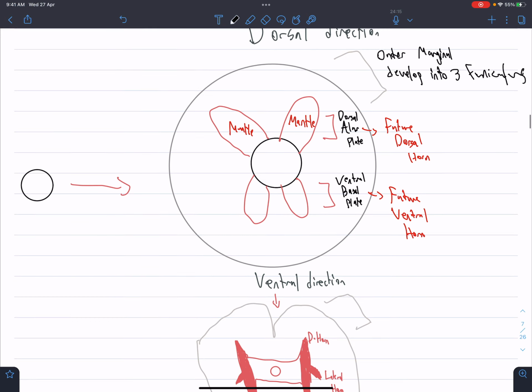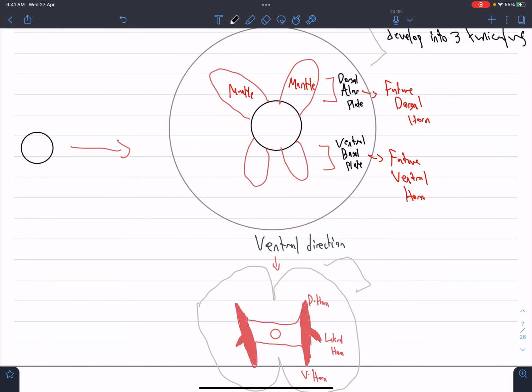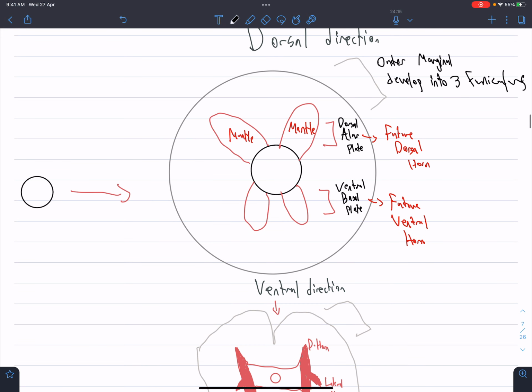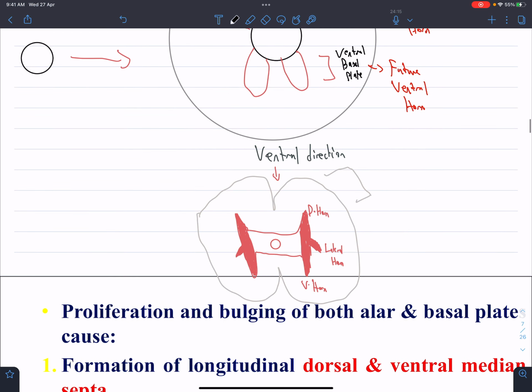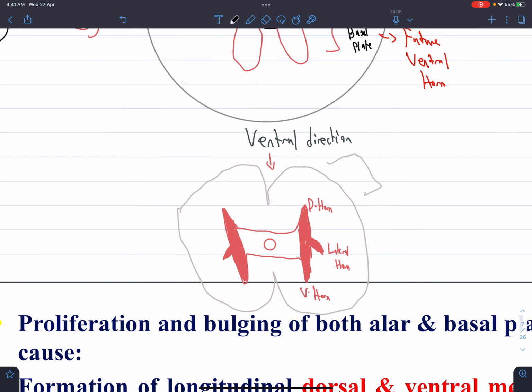They will also cause the formation of fissures, or septa. You see how previously there was a big perfect circle? Well, now there's going to be formation of two septa. One septum is going to be named after its location. Here, and don't get confused, this is not the ventral side; this is something from the other picture.